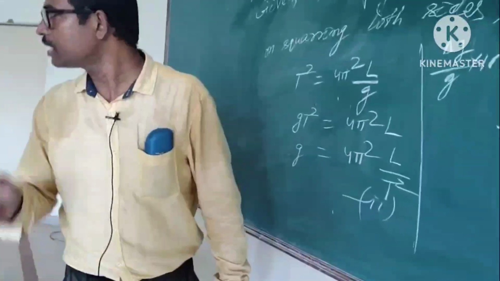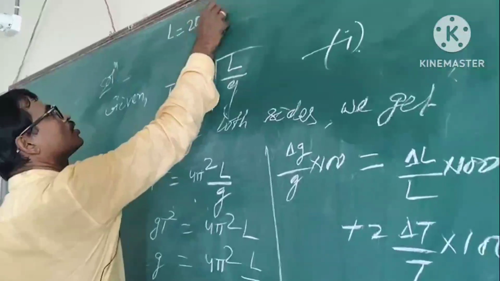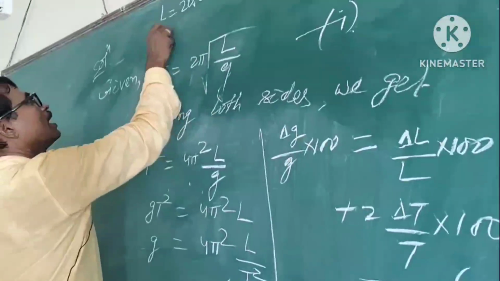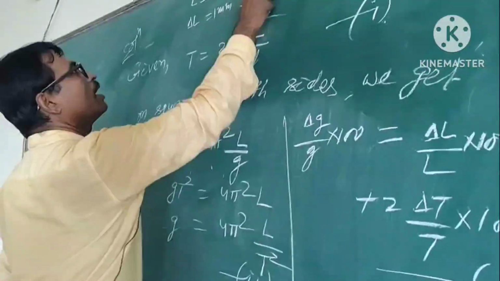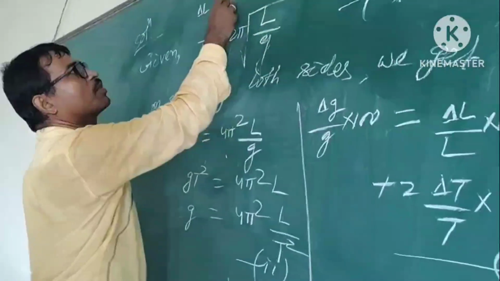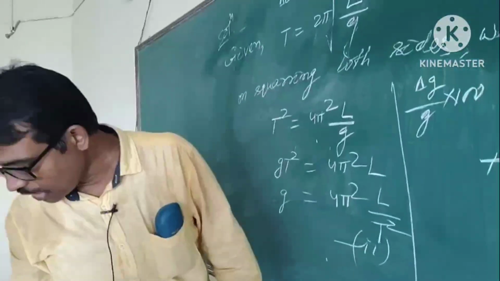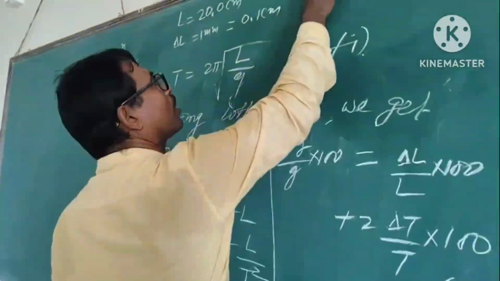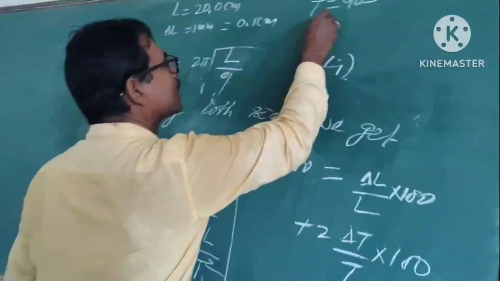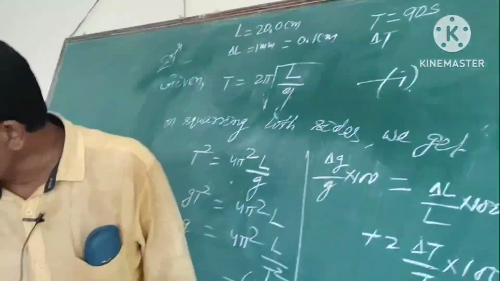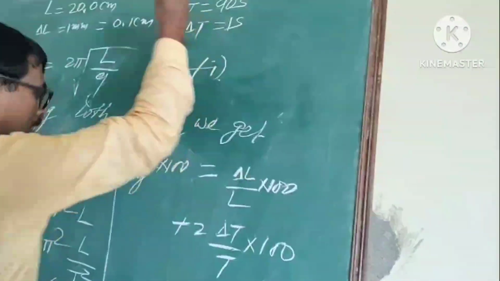Given is L is equal to 20.0 centimeter. Delta L is equal to 1 millimeter, that is 0.1 सेंटीमीटर. ये मिलीमीटर में था, ये सेंटीमीटर में था, इसको कन्वर्ट किए और दैट इज T इज इक्वल टू फॉर 100 ऑसिलेशन 90 सेकेंड. Delta T is equal to, I think one resolution is given, so that is delta T is equal to 1 second.